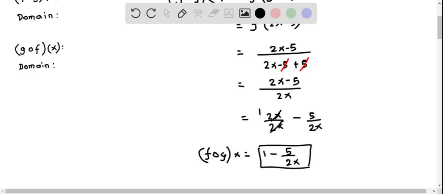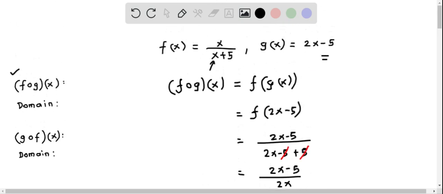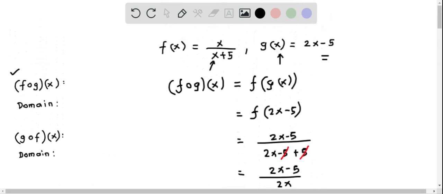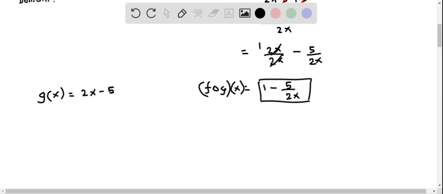Now let's determine the domain of this composite function f o g of x. For that, we have to look at the domain of the input function. This g of x is basically the input function for the composite function f of g of x. So we have to first see if there are any domain restrictions for the input function. We have the input function g of x equals 2x minus 5. This is basically a polynomial function, which means it is defined for all real numbers.